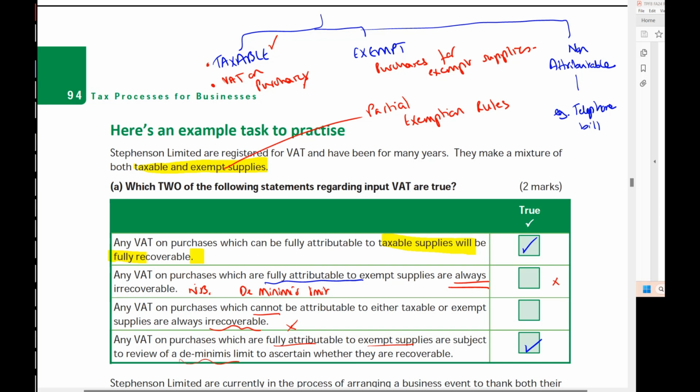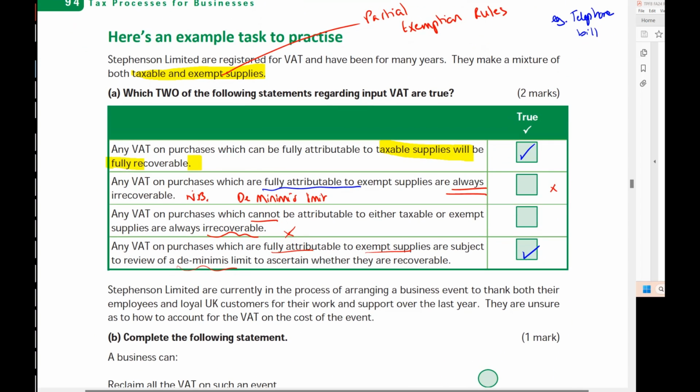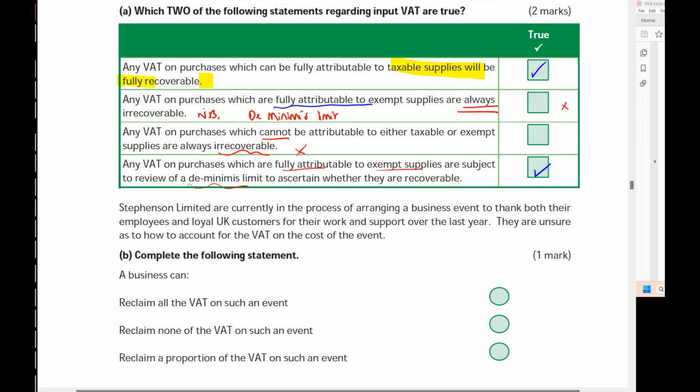So let's say 50% of my sales are taxable and 50% of my sales are exempt. When I look at the non-attributable bits, I'd say, okay, 50% of the telephone bill should be taxable then, and 50% should be exempt. So I just split it in the same proportion. And then if the VAT in that exempt category ends up at less than the de minimis, I claim it all back anyway. So 2 correct answers there, 2 marks.